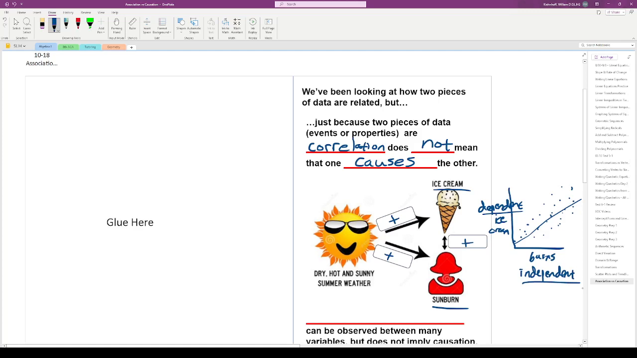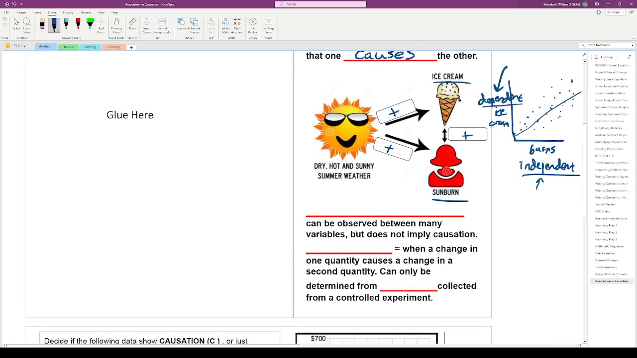The idea of science and doing experimentation is to figure out, while varying this one independently, while controlling it and making sure we know exactly what's going on with it, we look at what is happening to this one. So if we continue down here, we can observe correlation or association lots of times. Correlation or association can fit both. We can observe that between many variables, but it does not mean that something is causal. So they say it does not imply causation.